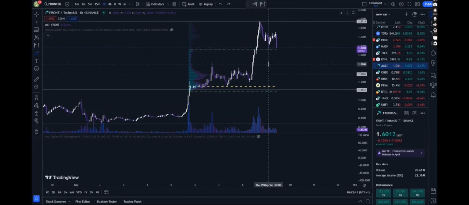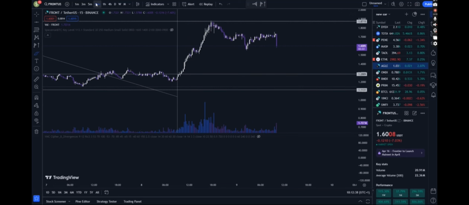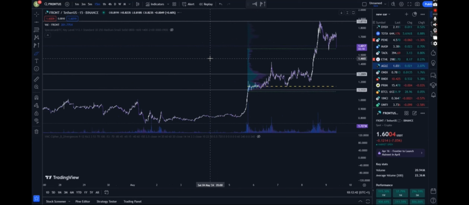Sorry, I was just looking at my trade. But you do want to see it fall below this. On this hourly, at the minute, you want to see it fall below. If it doesn't fall below and then retest, you know, you want to keep an eye on this. That's my personal play on this coin at the minute.